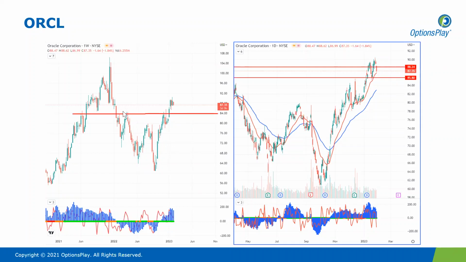85, maybe 84. If you look at the weekly time frame, clear area of resistance, and we saw price break out of that. So that is a change of bearish structure to a more bullish structure.